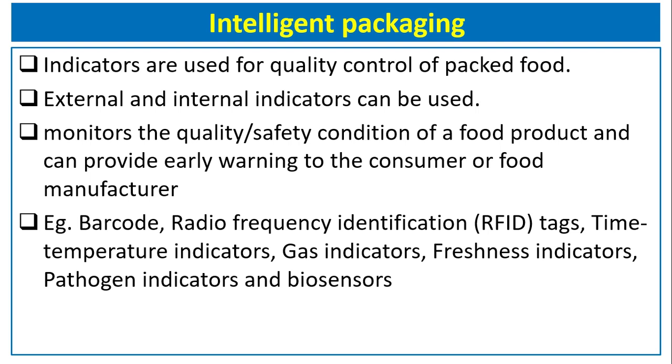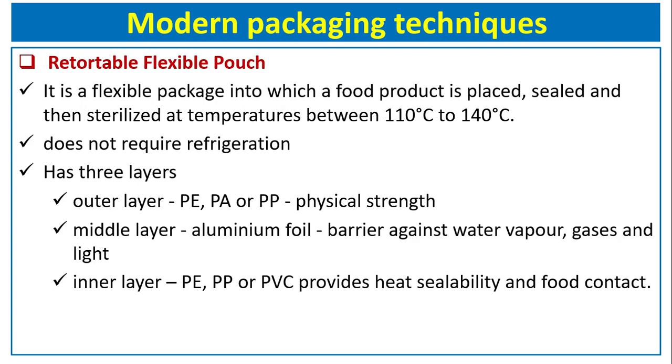Intelligent packaging indicators are used for quality control of packed food. External and internal indicators can be used. They monitor the quality, safety, condition of the food product and can provide early warning to the consumer or food manufacturer about the quality of the food. Examples: barcode, RFID tags, time temperature indicators, gas indicators, freshness indicators, pathogen indicators and biosensors are also employed in the case of intelligent packaging.